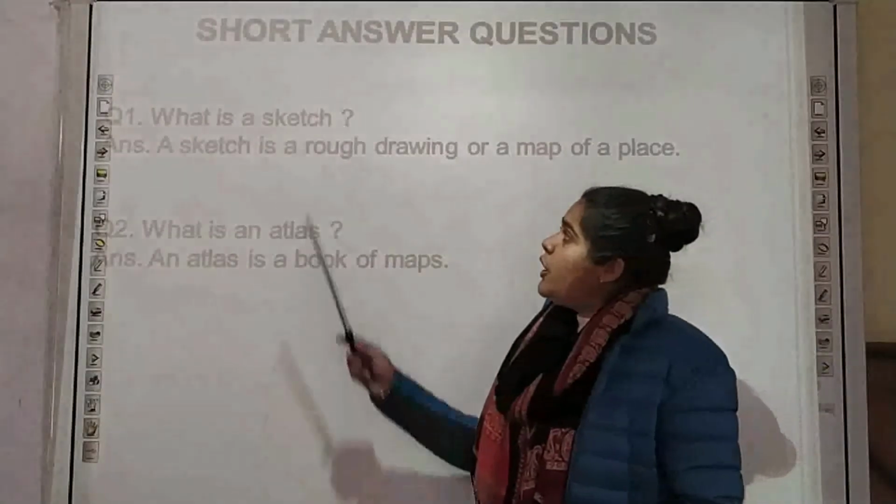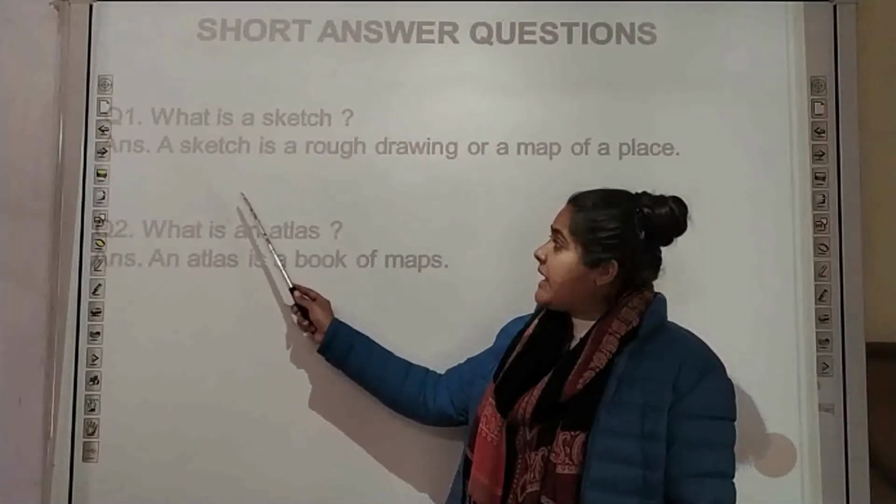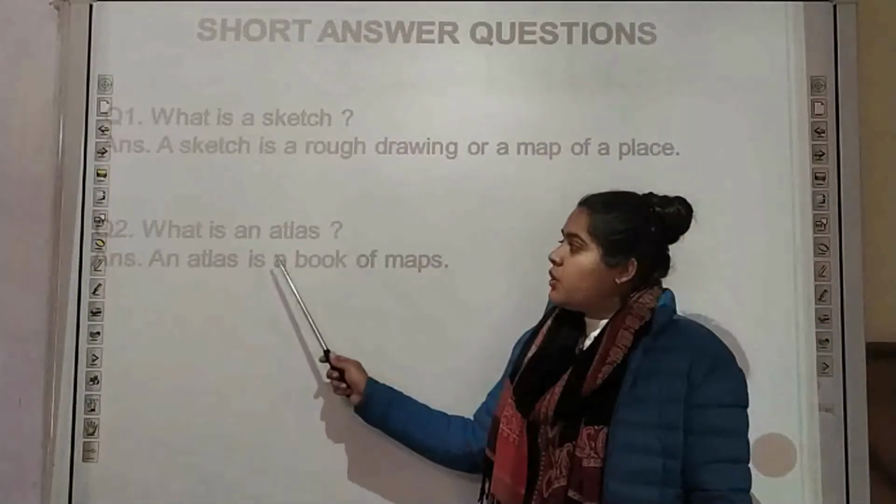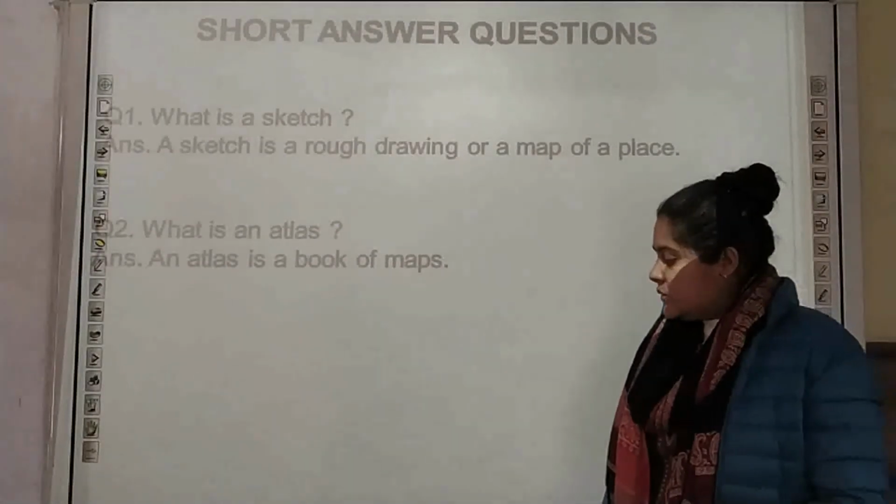Now moving to the next, your short answer questions. First of all, you have to define what is a sketch. A sketch is a rough drawing or a map of a place. The next is: what is an atlas? A book of maps is known as an atlas. Very simple one.